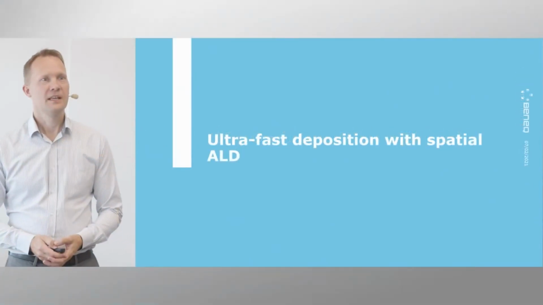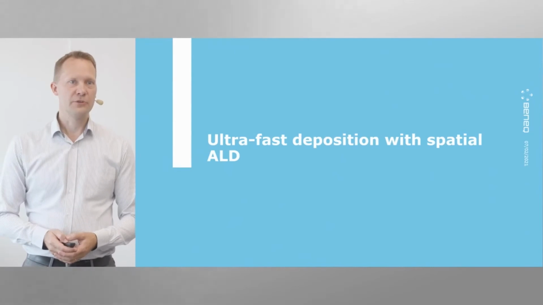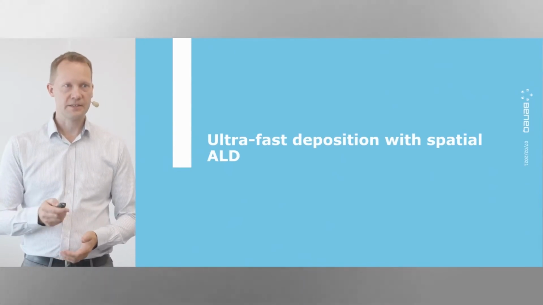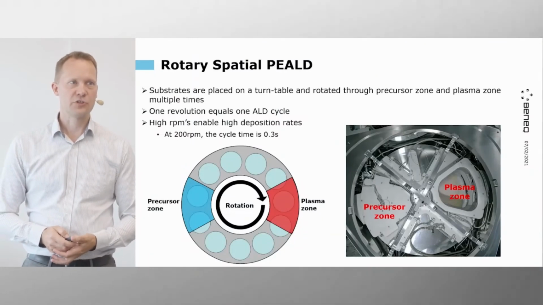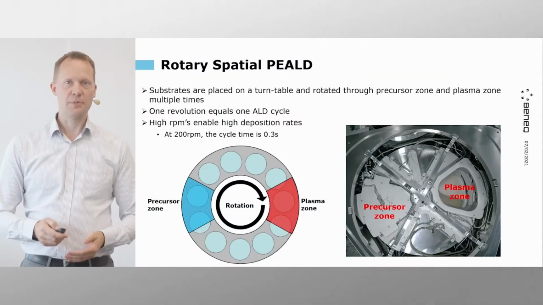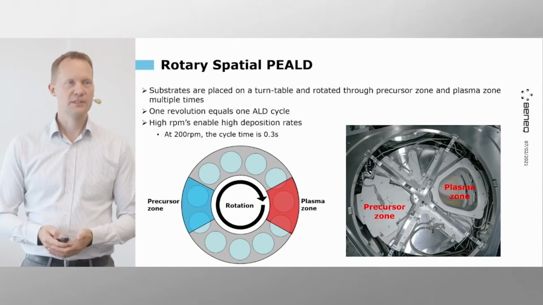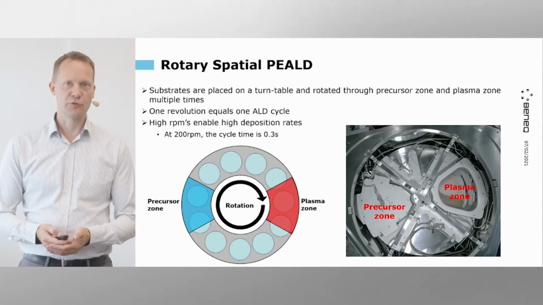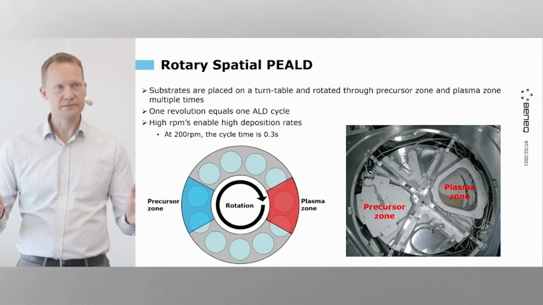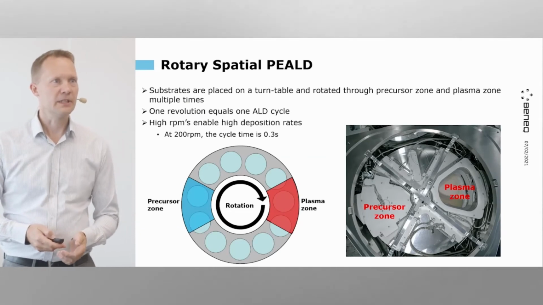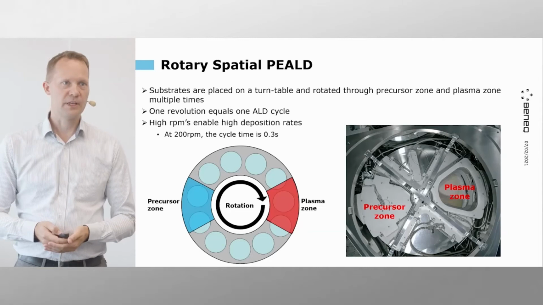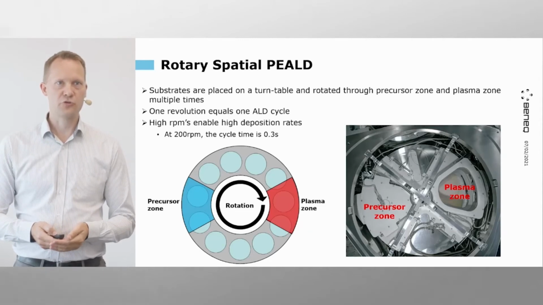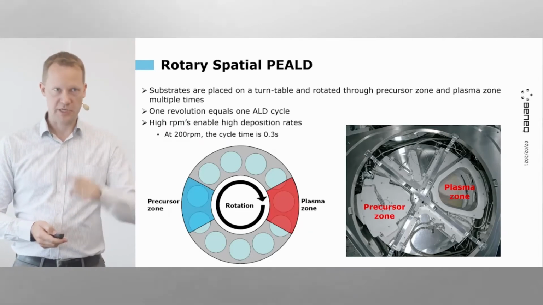Thanks, John. Okay, so then we talk about the spatial ALD and ultra-fast deposition with that. So first, starting with what we are really talking about here, kind of conceptually. So we have a so-called rotary spatial plasma-enhanced atomic layer deposition process. Yes, complicated. But anyways, so the substrates in this are placed on a turntable, and they are rotated through precursor zone and plasma zone multiple times.